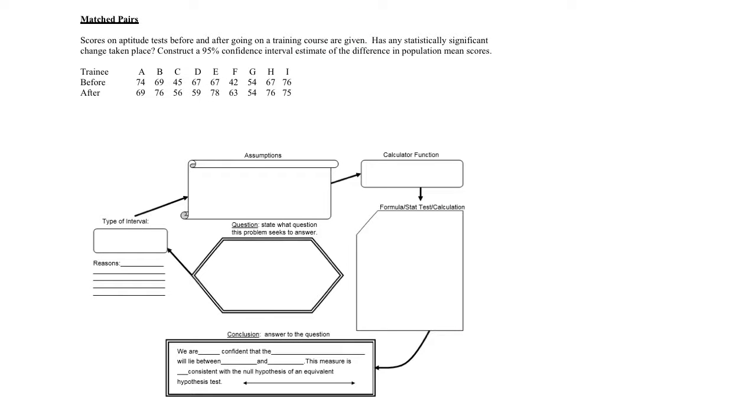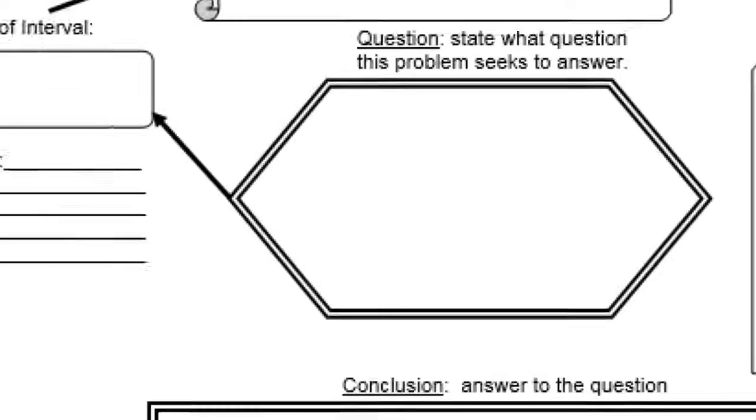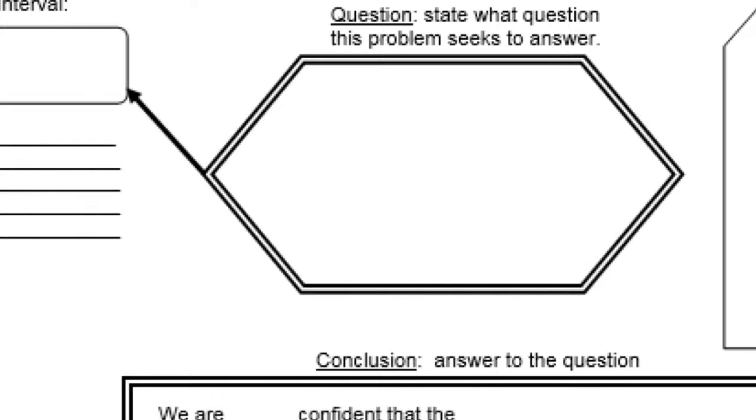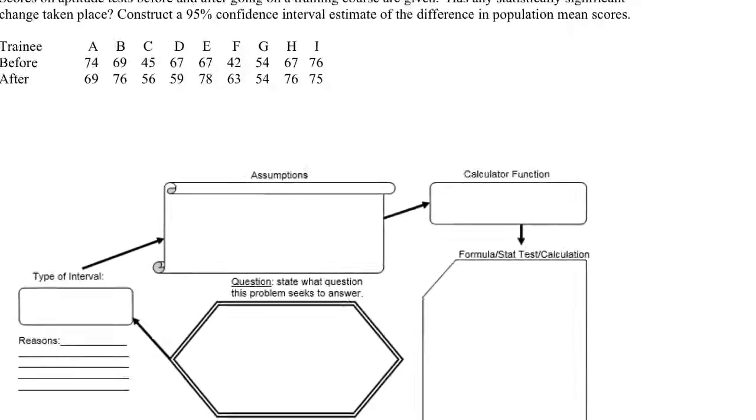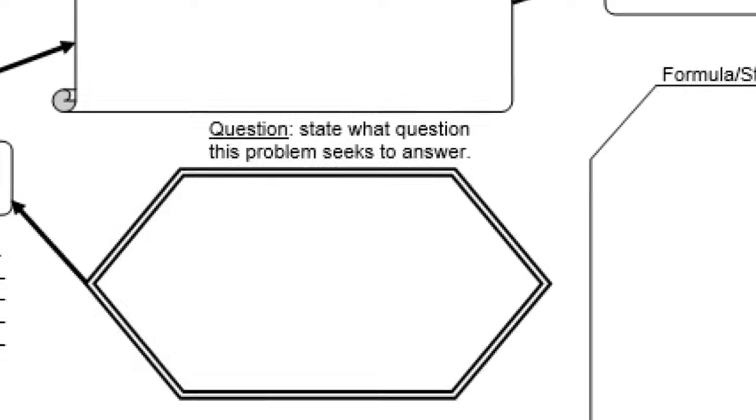So next up is matched pairs. For this one, we have to pop some data in. Now, it's not complicated, but when you're dealing with a matched pair situation, and these are aptitude tests, we're looking for a significant difference between, let me just make sure, estimate of the difference in population mean scores.